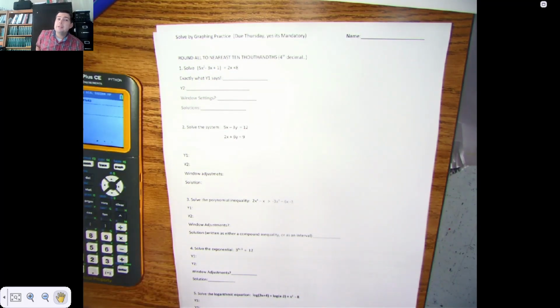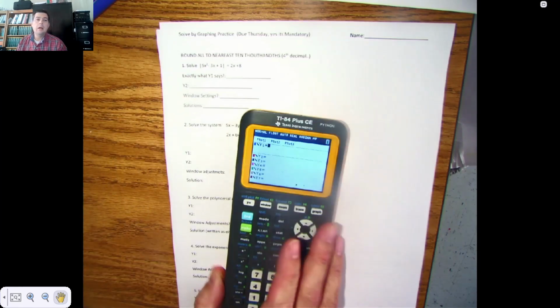Alright, so here we got your practice for Thursday's test. It is mandatory, it even says it is. I have to count it. I haven't finished editing it, so I'll count it up, see how many points it's worth in just a little bit. Alright, number one.